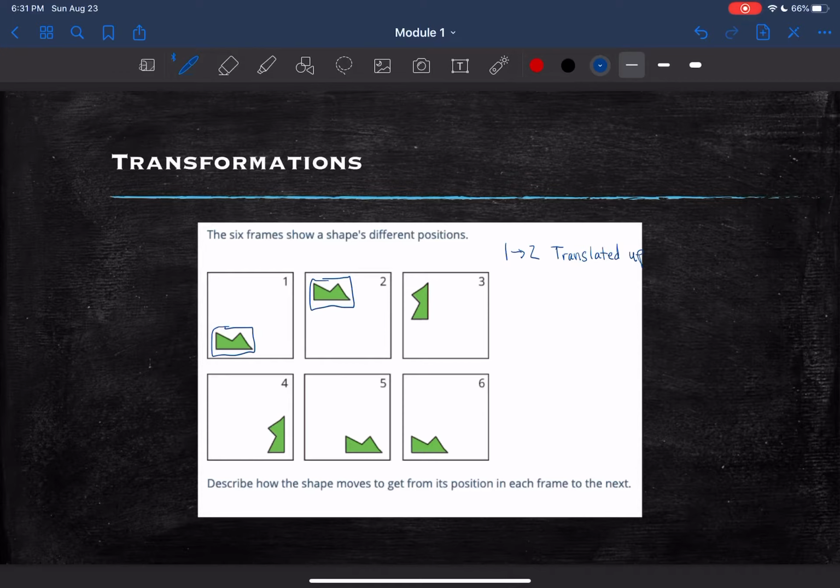From 2 to 3, the orientation changed. So if the orientation changed, then we know that it has to be one of the other two. So is it a reflection? Is it like looking in the mirror? That doesn't seem to be the case. So this looks like a rotation.